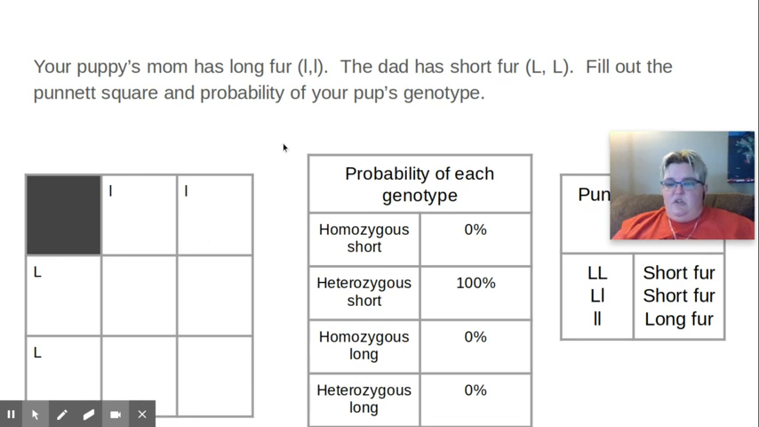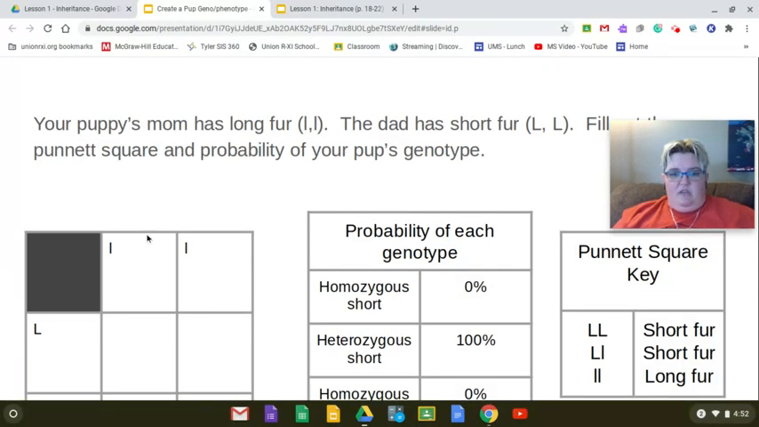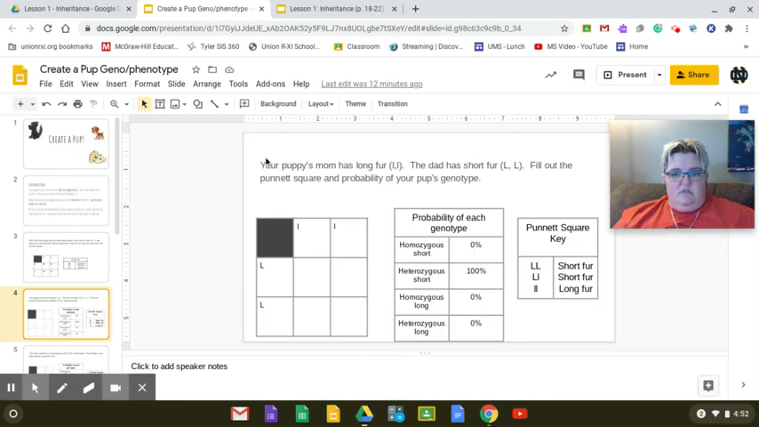The next one, this is where you are going to come in. You're going to be typing in the Punnett squares what the answers are going to be here. Now we're going to look at the length of the fur.